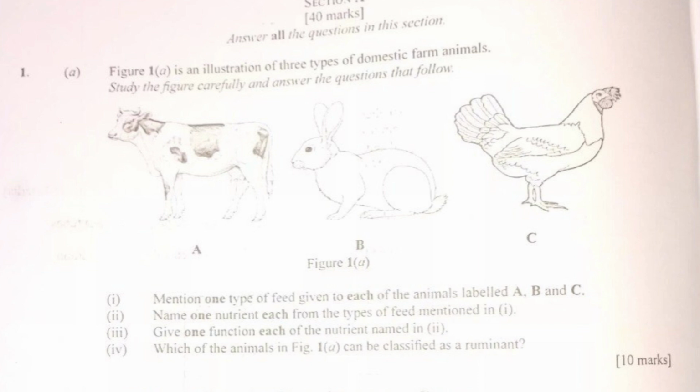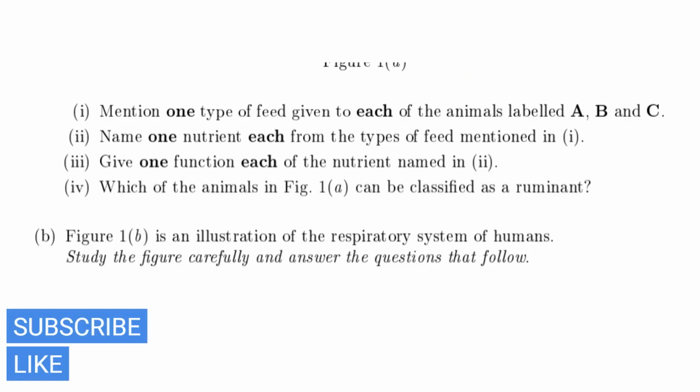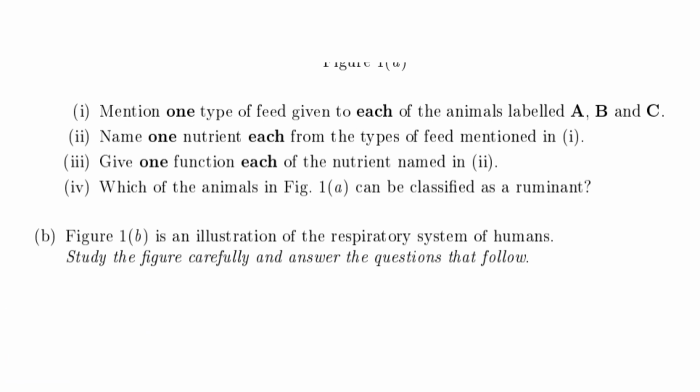So the sub-questions: Mention one type of feed given to each of the animals labeled A, B, and C. Name one nutrient each from the types of feed mentioned in I. Give one function each of the nutrients named in II. Which of the animals in figure 1A can be classified as a ruminant?